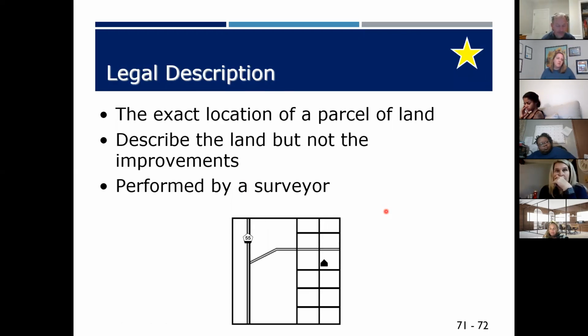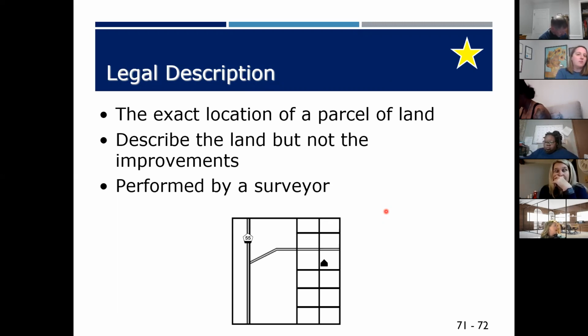So let's first start talking about what we mean by legal description. The legal description is just the exact location of a parcel of land. It tells us where it's located. Kind of think of the legal description as the tour of the perimeters of the property. It doesn't necessarily tell us what's on the property. It doesn't describe the improvements, but it does tell us where our lines are, where our property lines are.